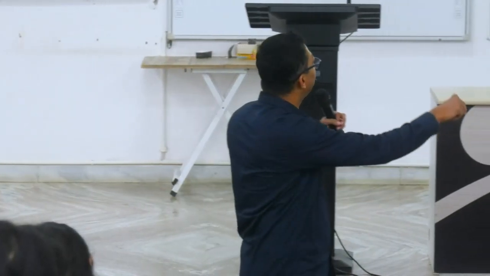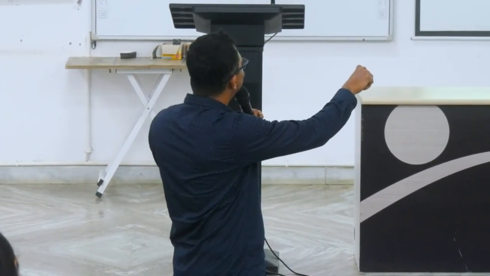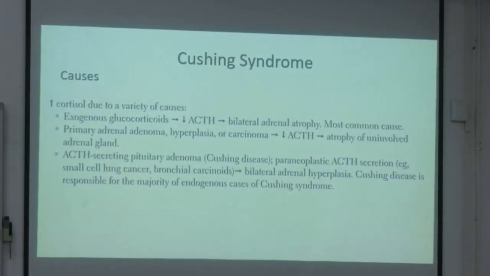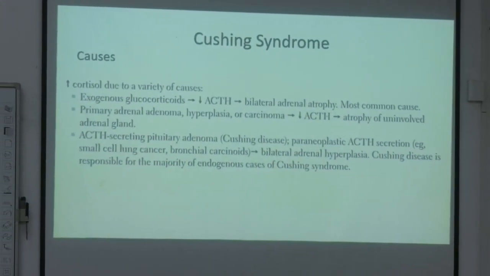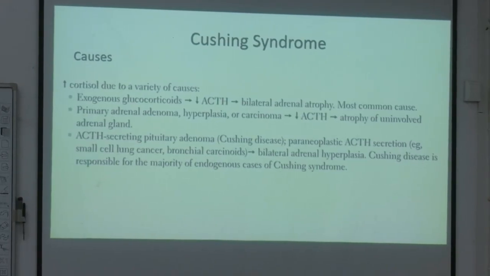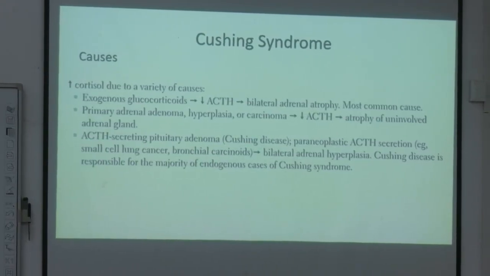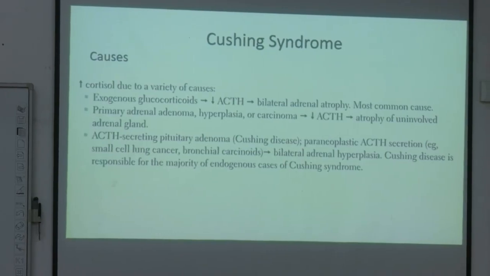So there are a few examples of paraneoplastic syndrome, just like small cell carcinoma of the lung, small cell cancer of the lung, right? And carcinoid tumor, okay? So small cell cancer of the lung, carcinoid tumor, bronchial carcinoids. These are the tumors or cancers where ACTH is secreted from the lungs, not from the pituitary. They produce ACTH, okay? So this is called paraneoplastic syndrome. This is an example of paraneoplastic syndrome.